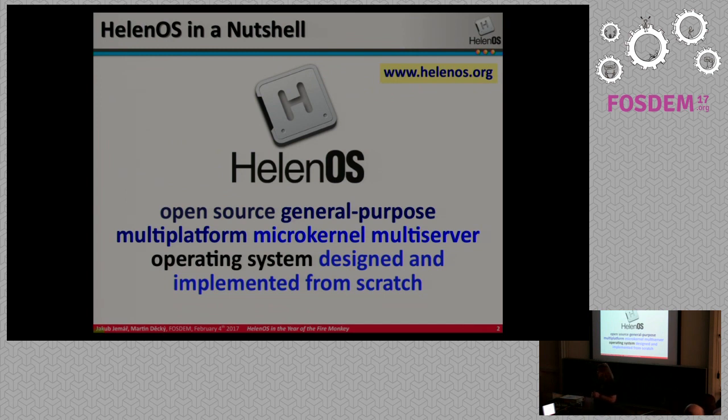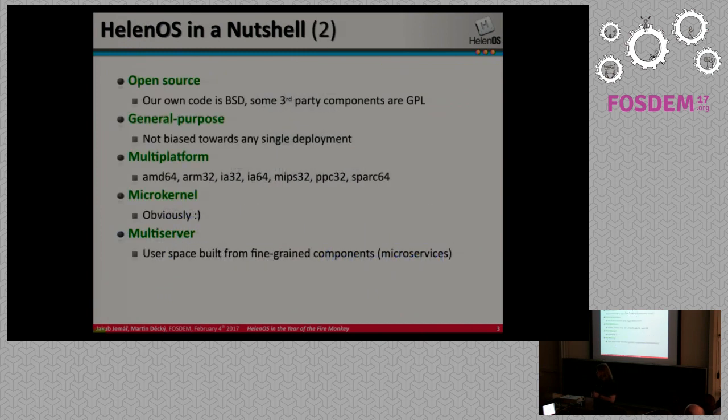Let's dig a little bit deeper. Open source means that our own code, the bulk of the code base, has the new BSD license, and we also use some third-party components which we don't link directly to, but which we use indirectly, which are under GPL. General purpose means that we don't want to be biased towards any particular use case or any particular deployment. We want to create an operating system that is as useful for servers, desktops, embedded systems as for any other particular use case.